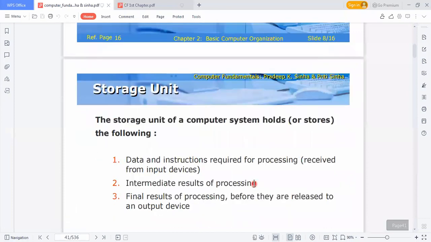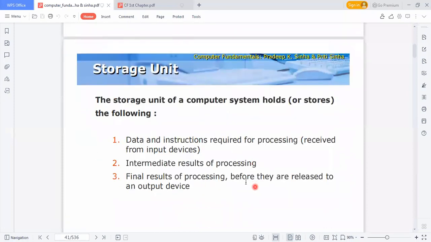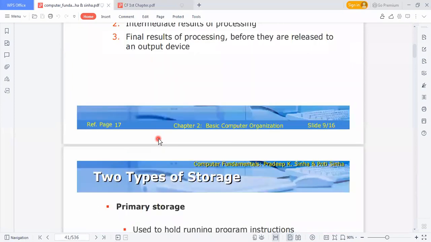Now the storage unit. What are the functions of the storage unit? The storage unit of a computer system holds or stores the following: data and instructions required for processing, or data received from input devices, then intermediate results of processing, and then final results of processing before they are released to an output device. So these are the 3 functions of the storage unit that we studied in our previous lecture.